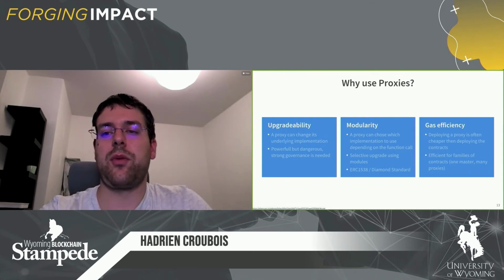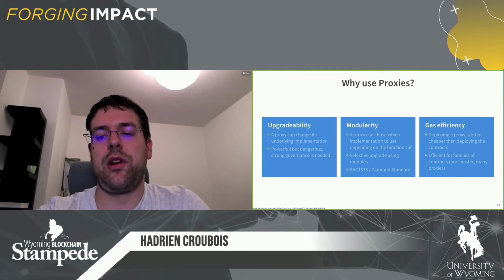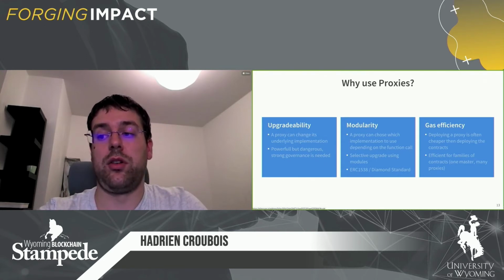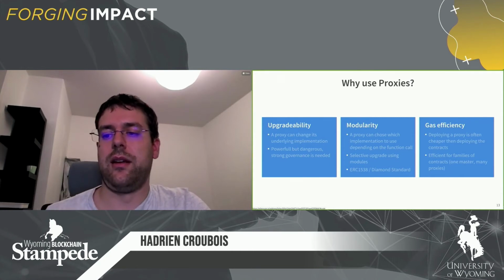A second aspect where proxies are interesting is modularity. This is what we do at iExec for version 5. We've gone much further than plain and simple upgradability, using ERC 1538, also known as the Diamond Standard. I mean, Diamond Standard is just a small rebranding and renaming of 1538. You are able to select which code to use depending on the message signature, on the call signature. And this is very powerful to build modular applications. We will see later in this talk.